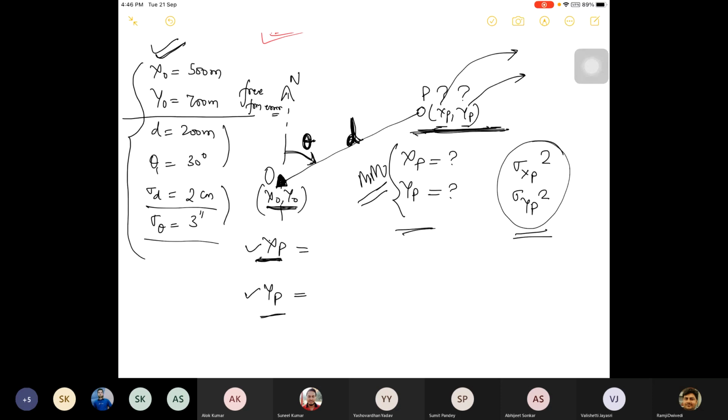So what you need to do, you need to first tell me the mathematical model. What could be the mathematical model for it? Please tell me the mathematical model, XP and YP, how it would be estimated. If you know the mathematical model, you can find out the values of XP and YP. So basic trigonometrical relationship which you have to work out.